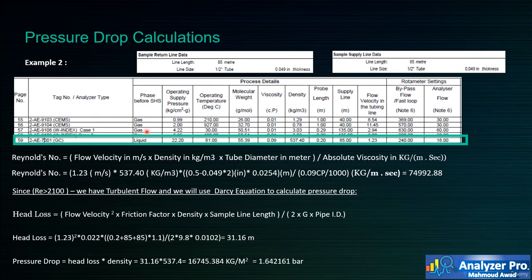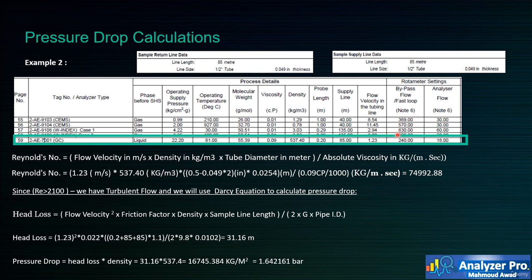In this example, the phase of the sample is liquid. The supply pressure is 22 bar and the operating temperature is 81 degrees Celsius. We can notice from this table that because the sample is liquid, the viscosity is higher than the gas samples and it is equal to 0.09 centipoise, while in the gas samples it is equal to only 0.01 centipoise. Also, the density is much higher than the gas samples, 537.4 kilogram per meter cube. We also note that the fast loop and sample flow is much lower than that of the gas samples.